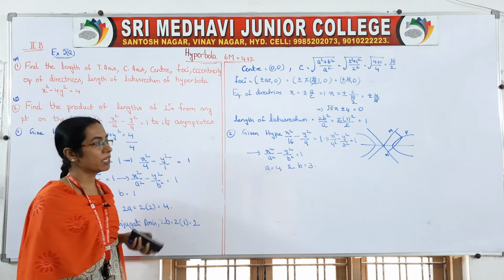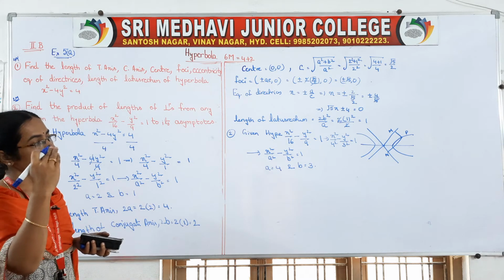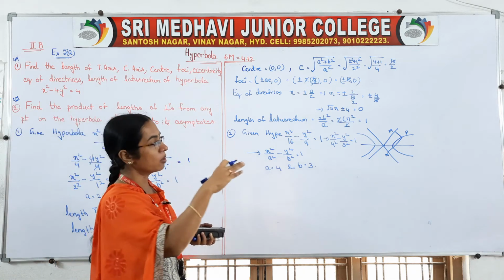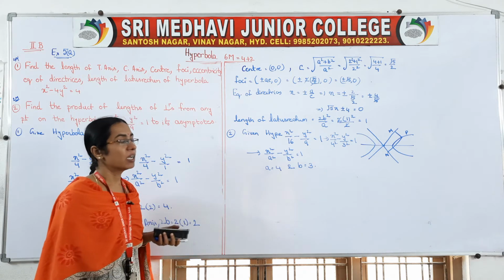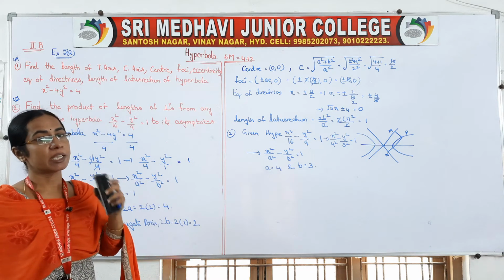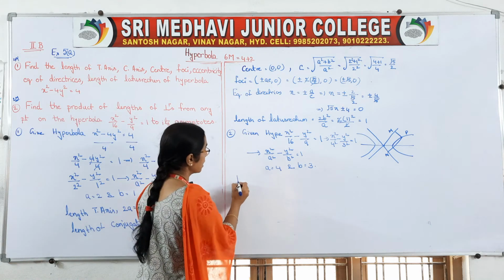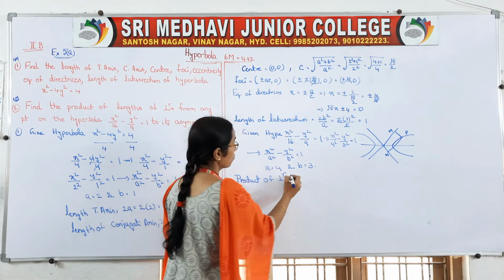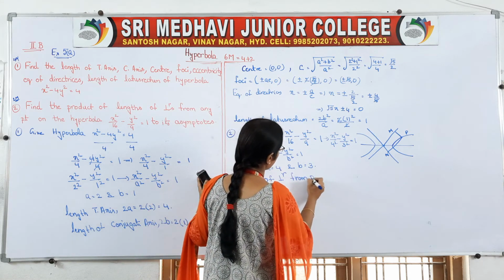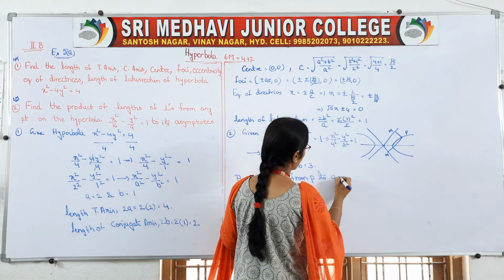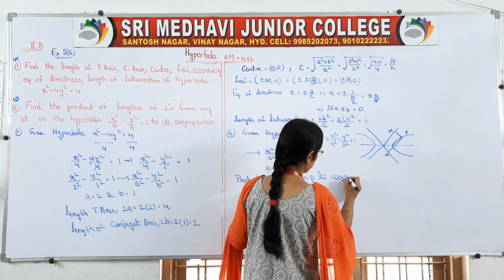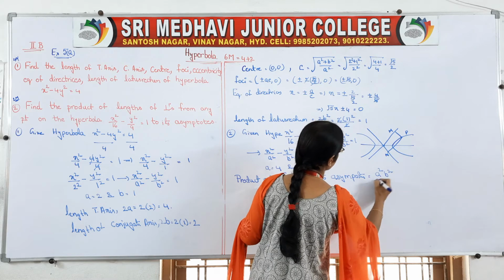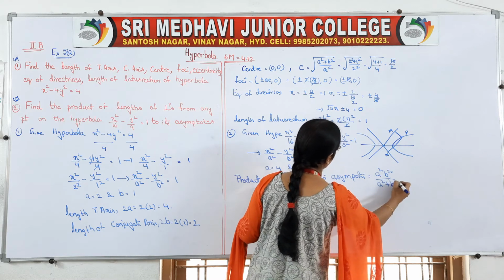We got a and b values. So in the previous class we derived the length of the perpendicular from a point on the hyperbola to the asymptotes as a square into b square by a square plus b square, isn't it? So the product of perpendiculars from P to the asymptotes, we already derived, is equal to a square into b square by a square plus b square.